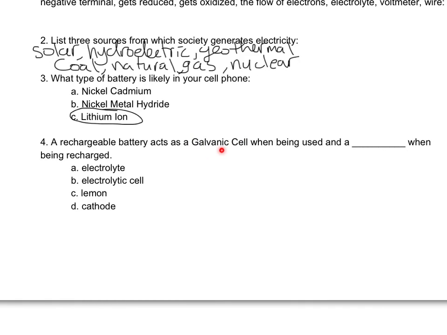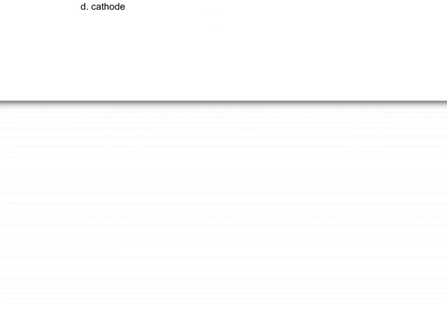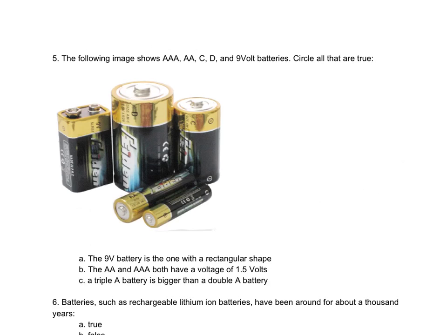A rechargeable battery, however, can be powered in reverse. So it acts as a galvanic cell when it's being used, and an electrolytic cell when it is being recharged. So an electrolytic cell is basically where we take current or voltage to force the reaction in reverse. Okay. Next page.